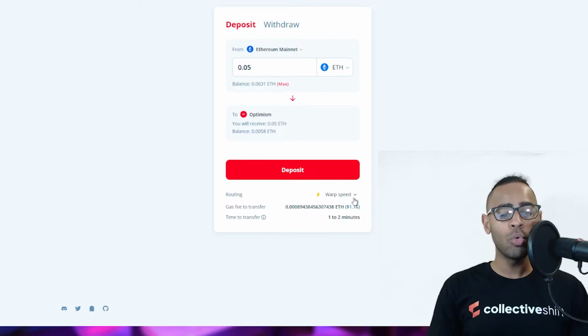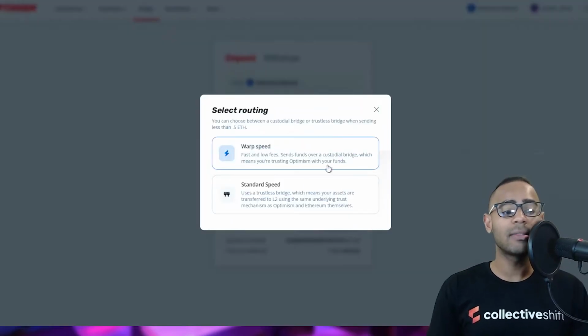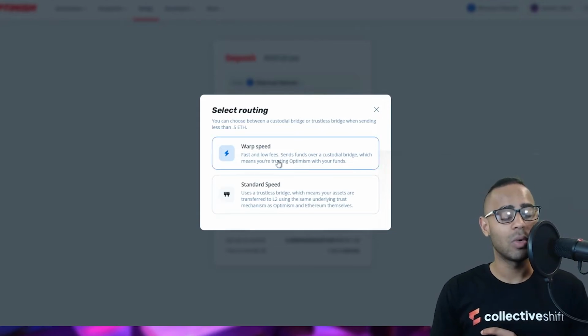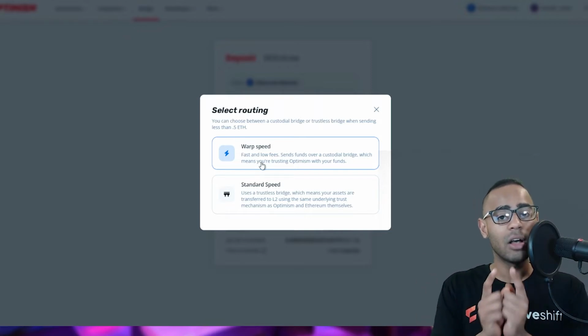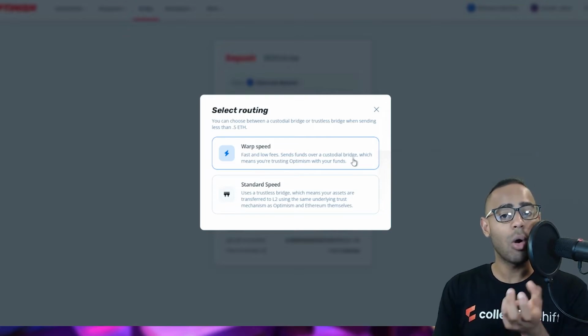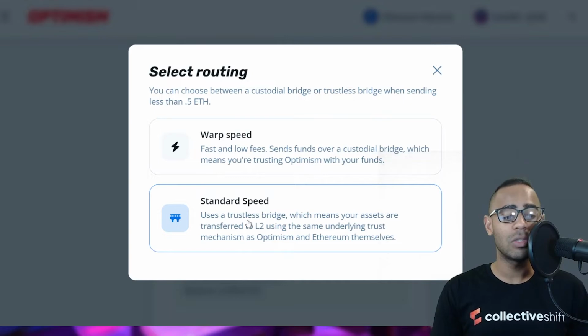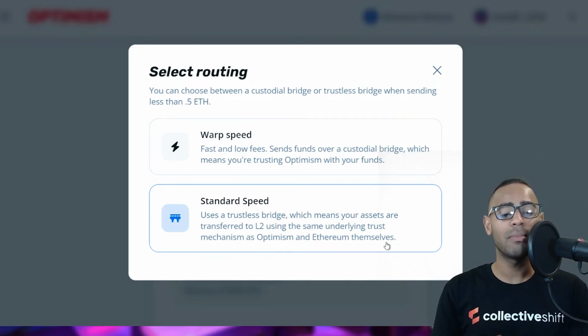Now, there are two ways for you to bridge your funds onto Optimism. The first one is warp speed, and the second one is a standard speed. There is a difference, and you need to understand the differences between them. Warp speed is really fast and low fees, of course, but the cost of this is that it's using a custodial bridge. So someone is actually going to hold your funds for you, which means you're trusting Optimism themselves with your own funds. When you use the standard speed, it uses a trustless bridge, which means your assets are transferred to layer 2 using the same underlying trust mechanisms as Optimism and Ethereum themselves.